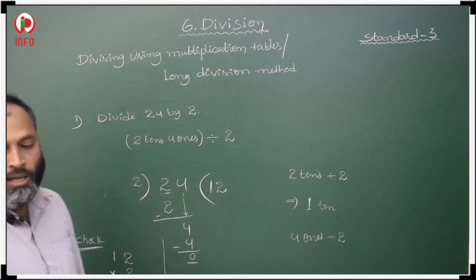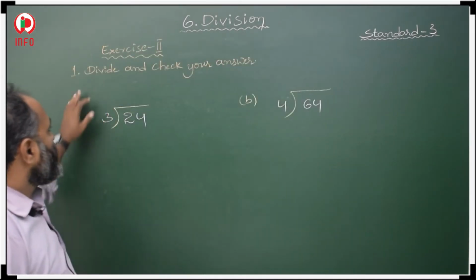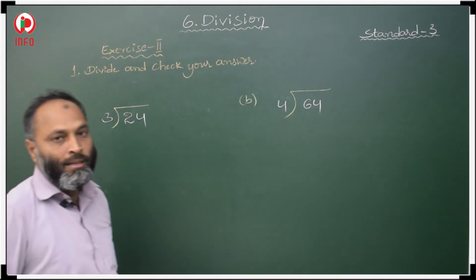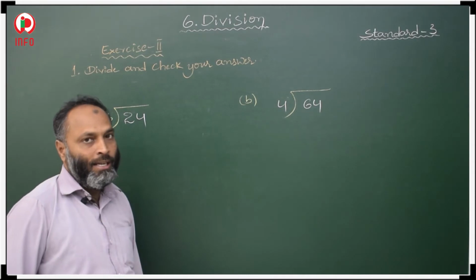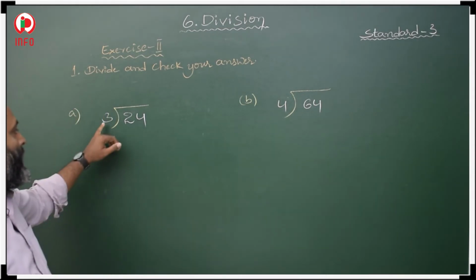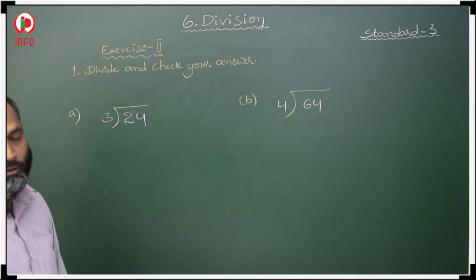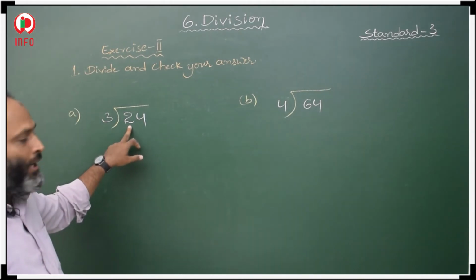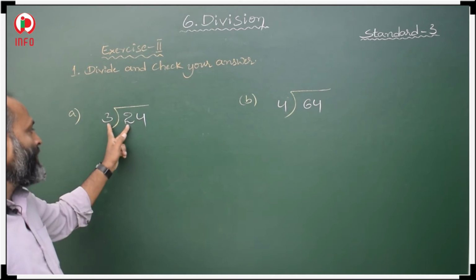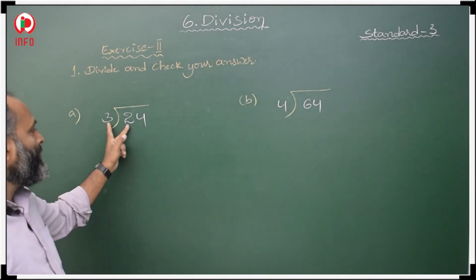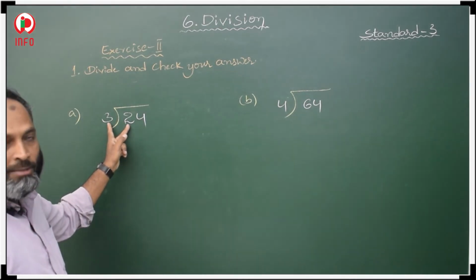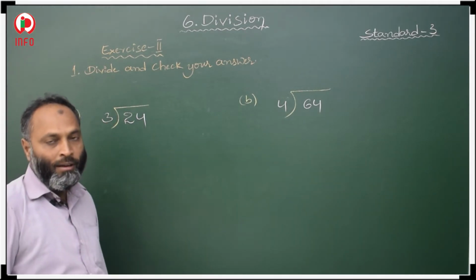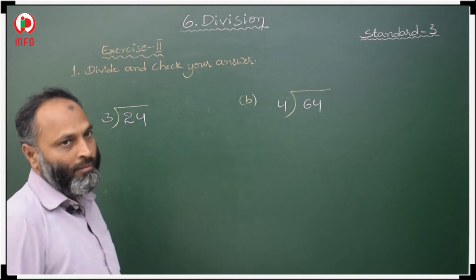Okay students, now in the exercise, first question: divide and check your answer. So we have to divide and check our answer. First question, 24 divided by 3. Here in the tens place, we have to compare this tens digit with the divisor. The divisor is bigger. If the divisor is bigger, we have to take 24 at a time.